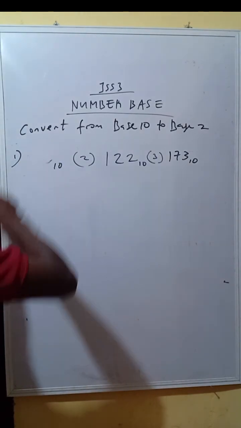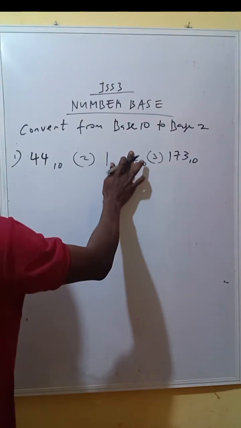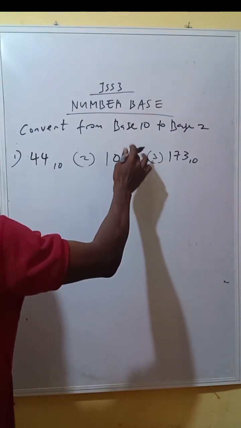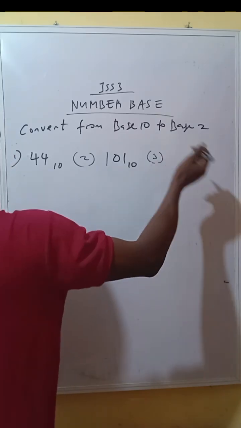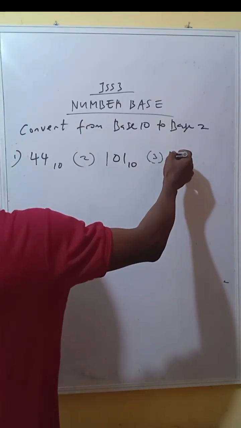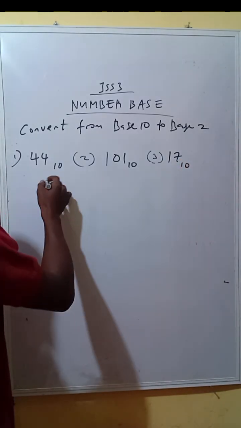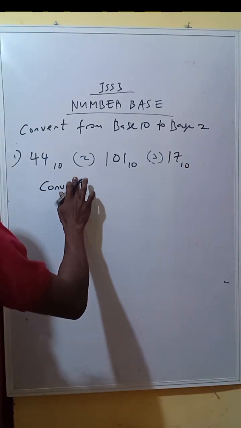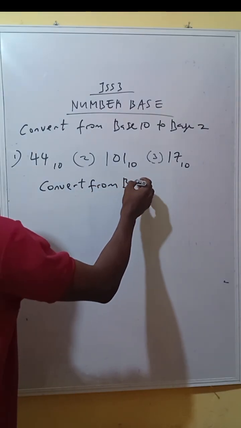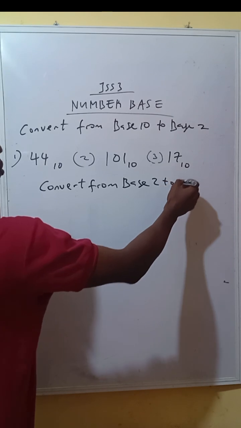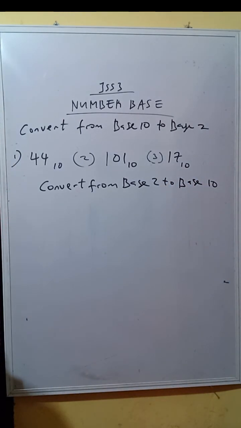Let me change this to 44. Let me change this to 101. Let me see how well you can divide 101. Then let me make this even. Let me make this 17 in base 10. Then convert from base 2 to base 10. So convert this one from base 2 to base 10.